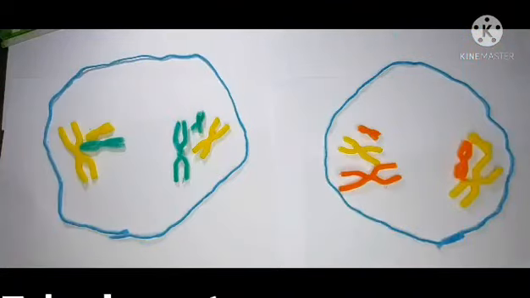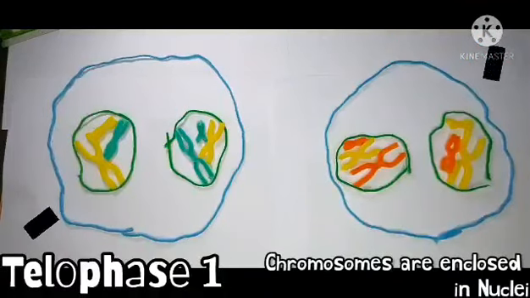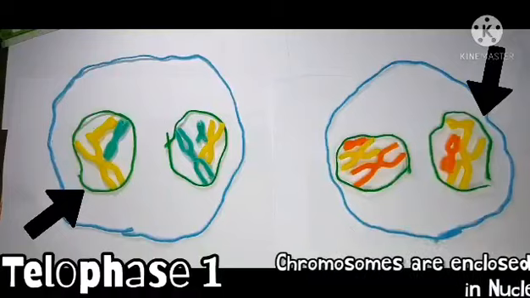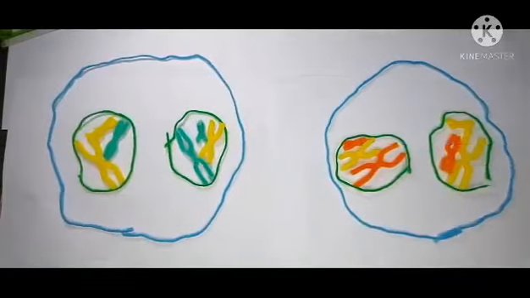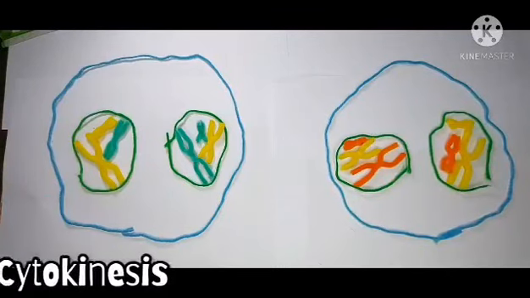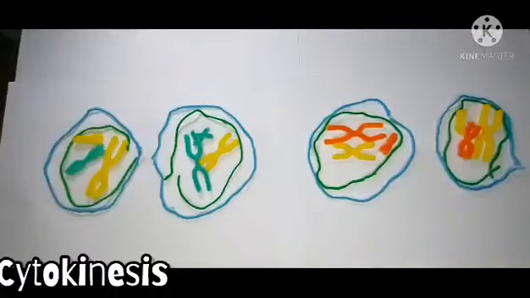What follows is telophase 1, wherein the chromosomes are enclosed in a nuclei. The spindle fibers also disappear during this stage. The cell now undergoes a process called cytokinesis that divides the cytoplasm of the original cell into 2 daughter cells.